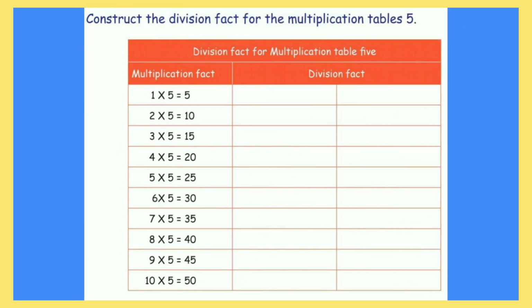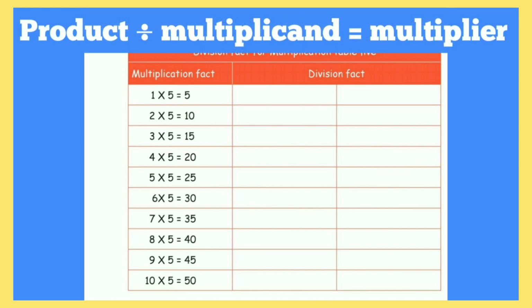Children, let's complete the division fact for the fifth table. First, we are going to use the method product divided by multiplicand equal to multiplier. So, the division facts are 5 divided by 1 equal to 5. 10 divided by 2 equal to 5. 15 divided by 3 equal to 5. 20 divided by 4 equal to 5.